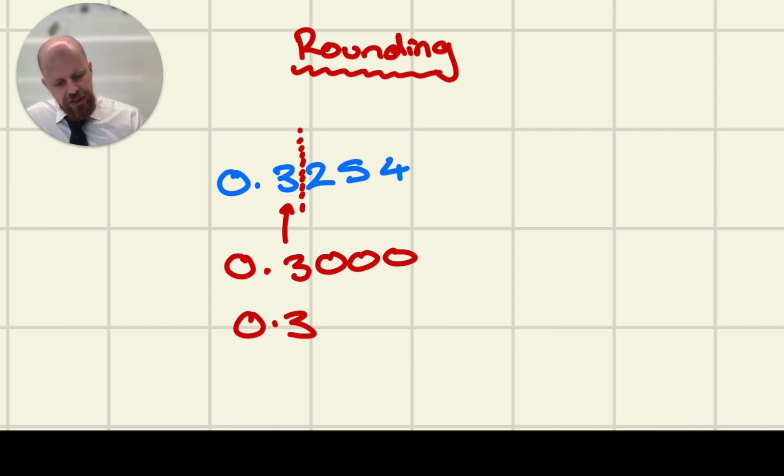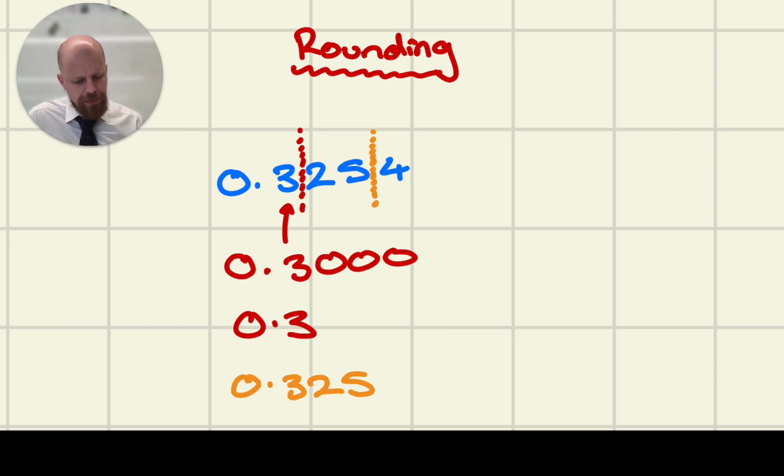If we were going to round this to the nearest thousandth, I'll put the dotted line after the thousandths, and I'll look at the 4. Does the 4 round up or down? 4 rounds down, so we'd have 0.325, and that's to the nearest thousandth.